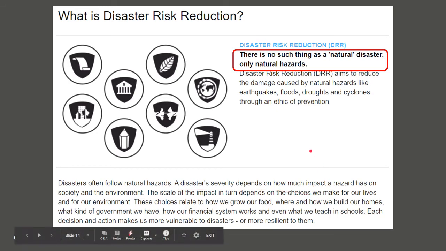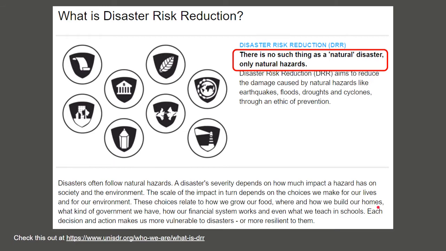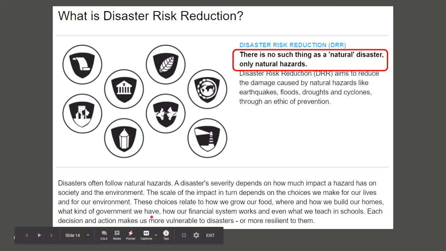and address those hazards. These choices relate to how we grow our food, where and how we build our homes. Are we using updated and strong types of materials? Are we using hard materials to build our homes? Are we up to code when it comes to engineering protocols and fire codes? What kind of government we have, what actions they take, how our financial system works, and most importantly, what we teach in schools.